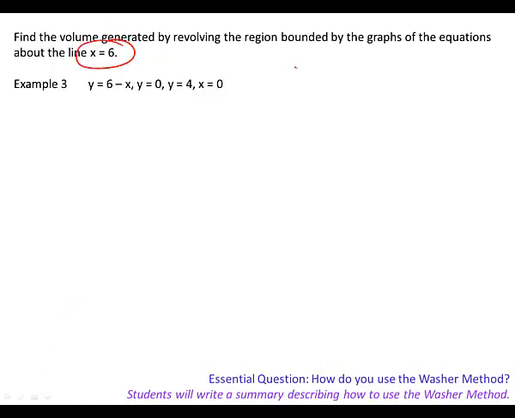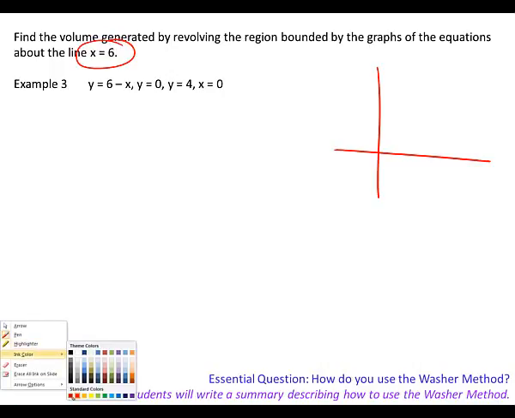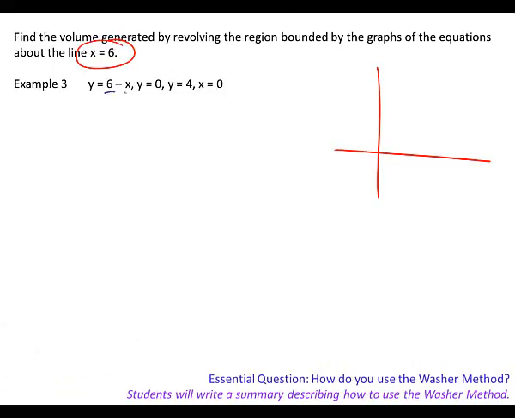So now we're revolving around a vertical line. Let's draw the picture first, so we make sure we understand it. What's the y-intercept on the line? 6. So I'm up here at 6. And what's my slope? Negative 1, down 1 over 1. If I went down 1 over 1 enough times, wouldn't I end up at 6 down here? You would.